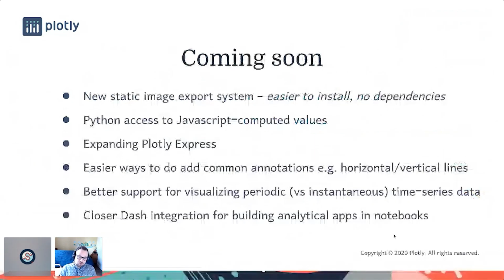In terms of our roadmap, we're working on a new static image export system, which will be much easier to install than the current Orca system. It'll have no dependencies. It'll run anywhere. We're working on better Python access to JavaScript computed values in plotly.js. We're expanding Plotly Express to cover all figure types. We're working on easier ways to do common things like add horizontal and vertical lines. We're adding better support for visualizing periodic data in time series, so month by month, week by week, rather than instant in time. And we're working on closer Dash integrations for building analytical applications in notebooks.